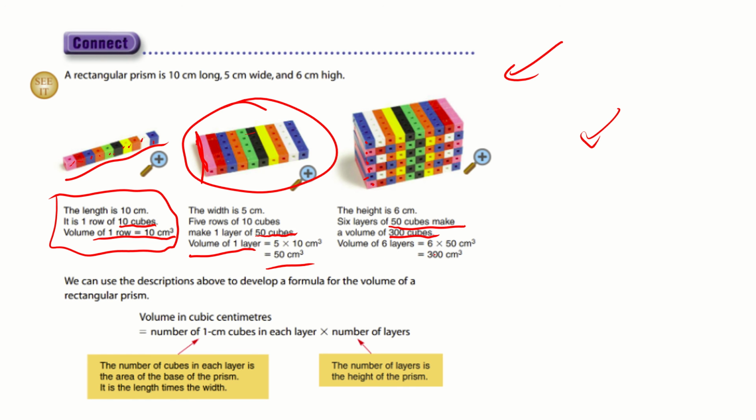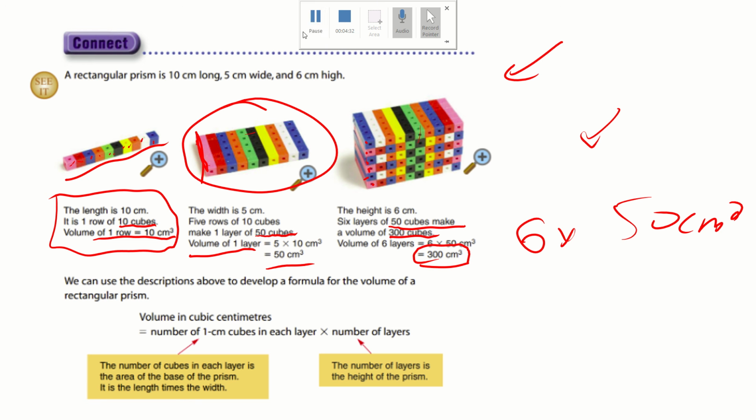So you get 6 layers, so you do 6, because that's the height, times 50, which is my area here. And I'd get 300 centimeters cubed. This is a visual to show you that all you have to do is start with the length, go to the width and find the area, and then stack the height on top.